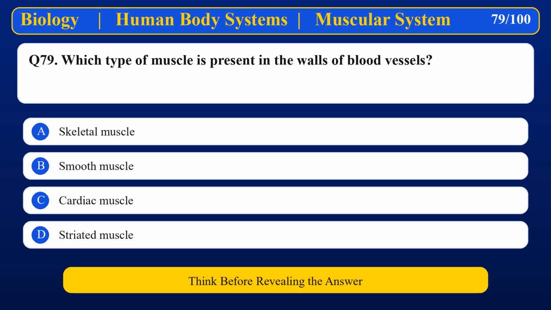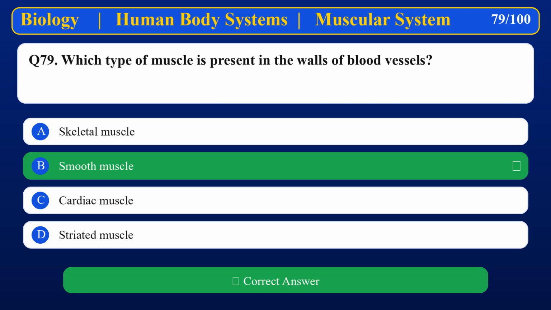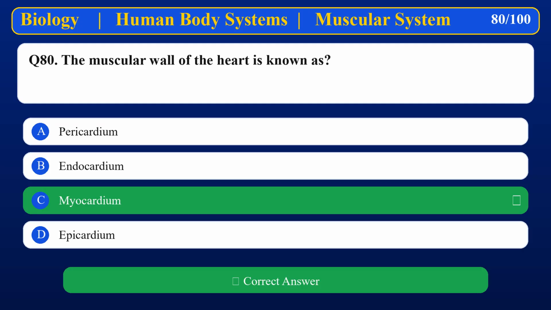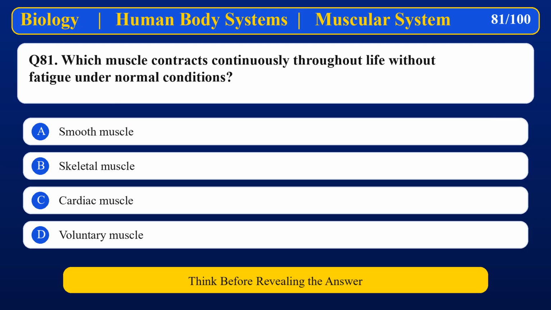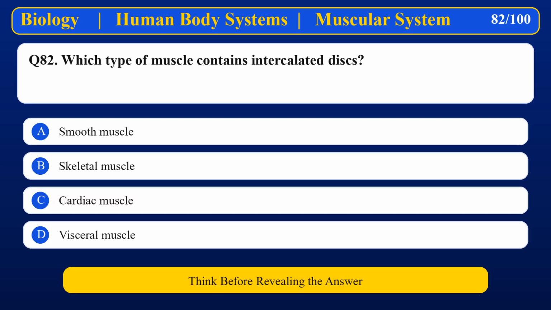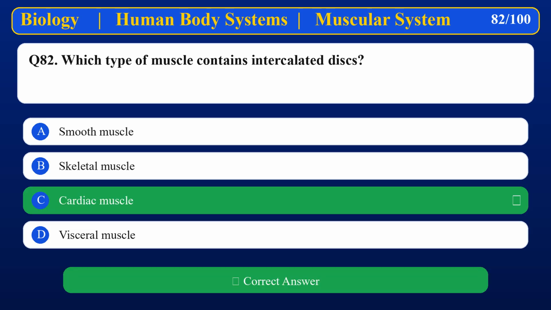Which type of muscle is present in the walls of blood vessels? Smooth muscle. The muscular wall of the heart is known as? Myocardium. Which muscle contracts continuously throughout life without fatigue under normal conditions? Cardiac muscle. Which type of muscle contains intercalated discs? Cardiac muscle.